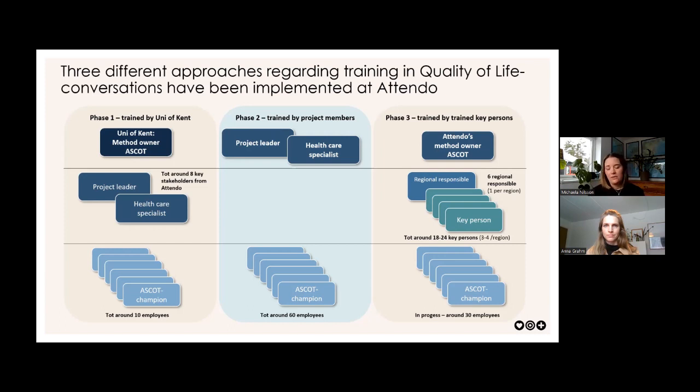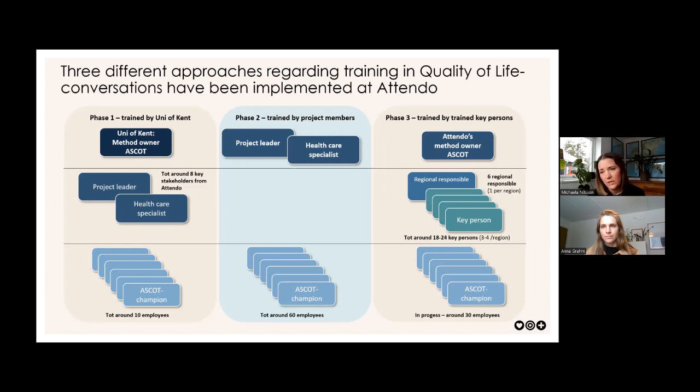And the next step after we had the education with the University of Kent, the core team, or at least 2 of them, educated our ASCOT champions, as we call them. And that was, of course, done in Swedish. And the ASCOT champions were from the pilot nursing homes, 3 of them. In the evaluation of this round of training, it was clear that some parts were a bit too theoretical and abstract for our employees. They asked for more examples and a clearer purpose for why we should work with this method. But regardless of some challenges, it was clear that it really created value for our customers.